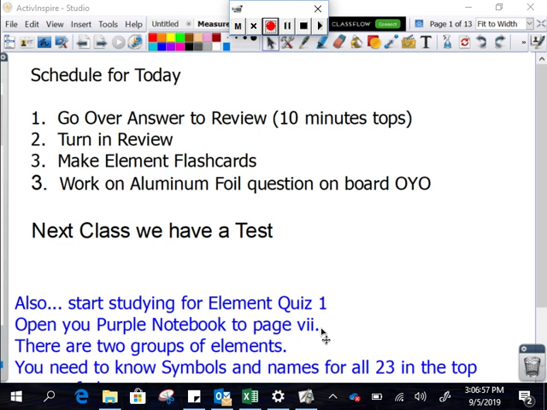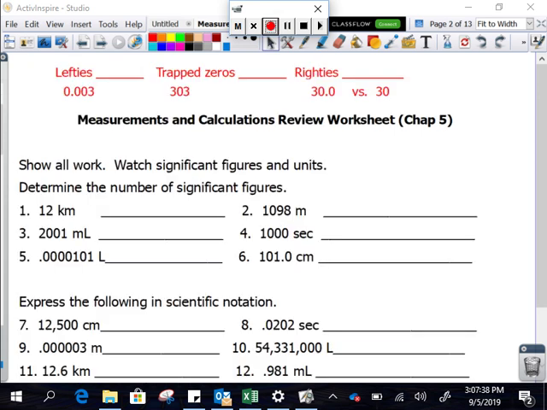Okay, so again, all the element stuff is not next class. Next class is a test. How about we go over the review sheet and talk about the test a bunch as we go? Yay! All right. Odd clapping. All right, let me pause for just a second.